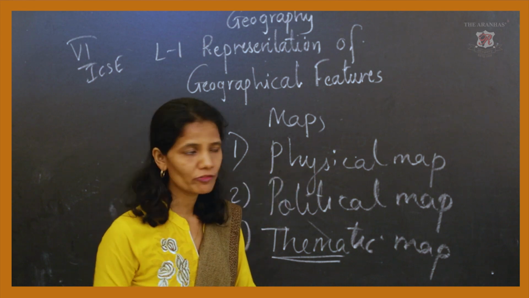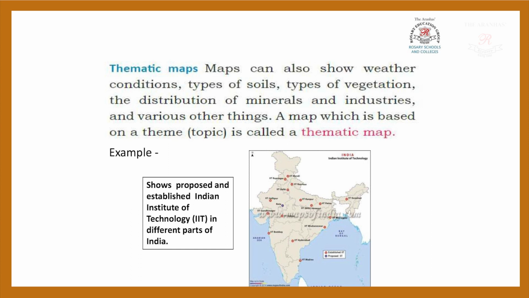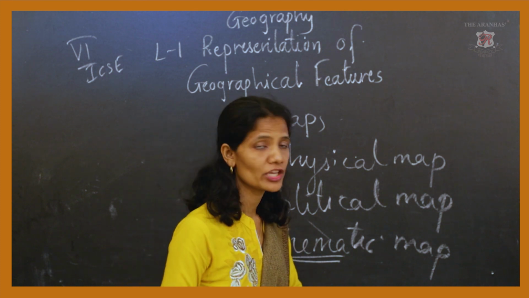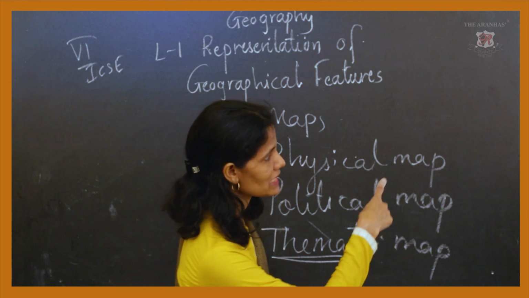Again, one example of a map is given here, which shows proposed and established Indian Institutes of Technology in different parts of India. So IIT, which we call it in short form, is also known as the Indian Institute of Technology, and it is located in different parts of the country in India.